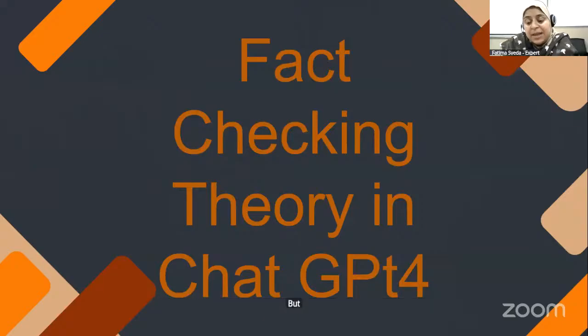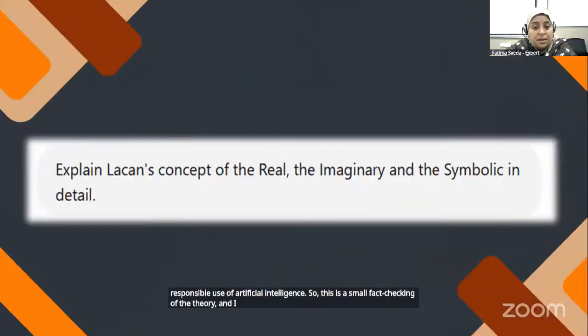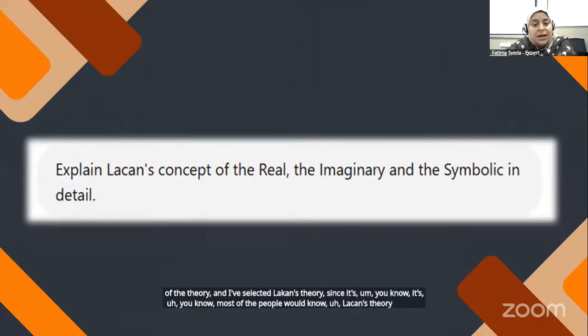But again, we have to see that the literary scholars, especially our students, make an informed and responsible use of artificial intelligence. So this is a small fact checking of the theory, and I've selected Lacan's theory, since most of the people would know Lacan's theory of the real, the imaginary, and the symbolic.